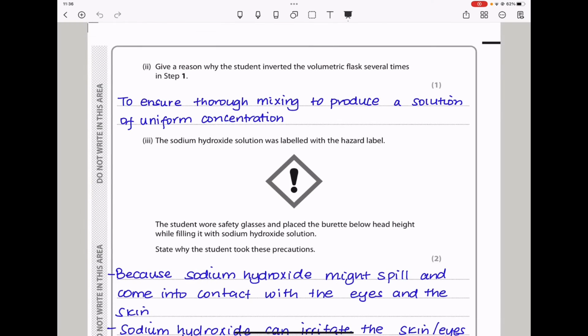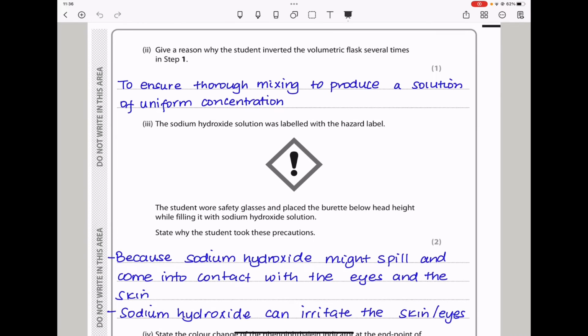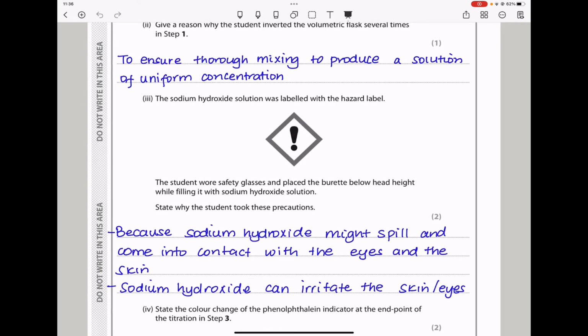Moving on. Here they say, give a reason why the student inverted the volumetric flask several times in step 1. Inversion is there to create thorough mixing so that we get a solution of uniform concentration. And then next they say, the sodium hydroxide solution was labeled with a hazard symbol we see here. So they say a student wore safety glasses, placed the burette below head height while filling it with sodium hydroxide. State why the student took these precautions.